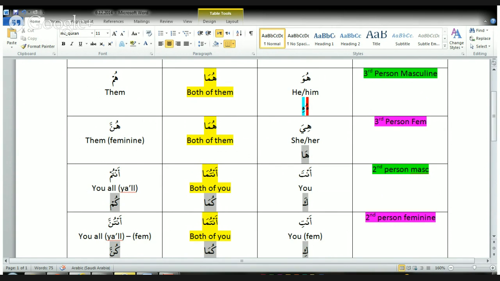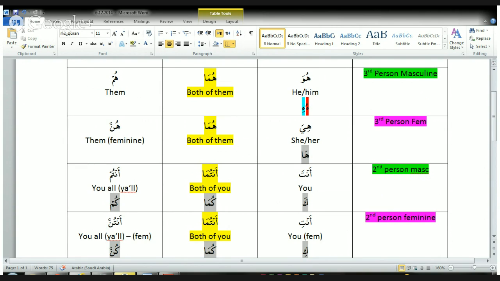Huwa, huma, hum. Hiya, huma, hunna. Anta, antuma, antum. Anti, antuma, antunna. Don't repeat yet, okay? Huwa is he, hiya is she. Huma is the same thing for both lines. Hum is top, hunna is bottom, okay? So you see that. Anta, antuma, antum.